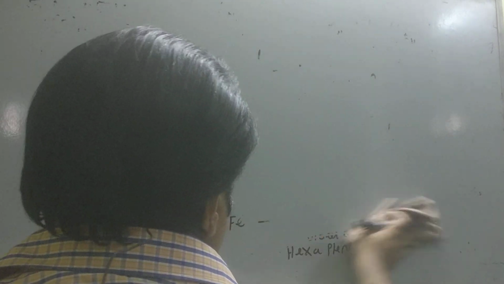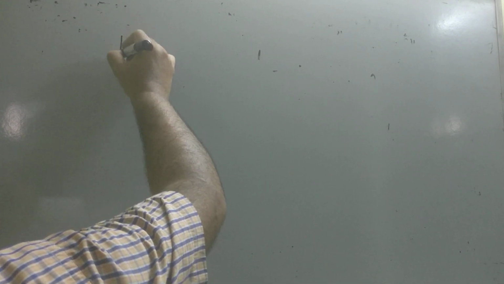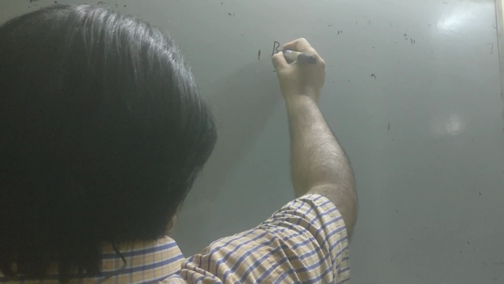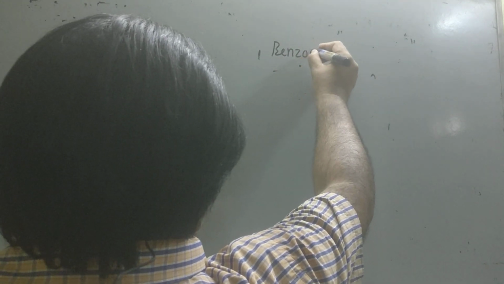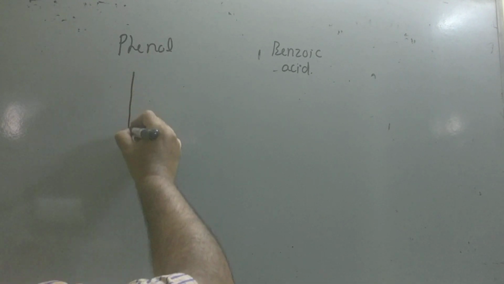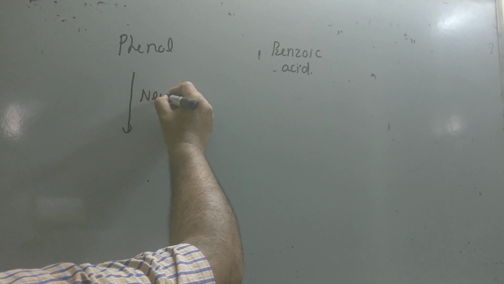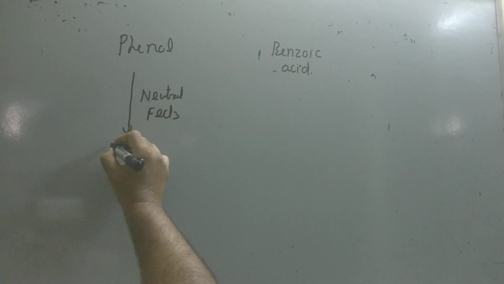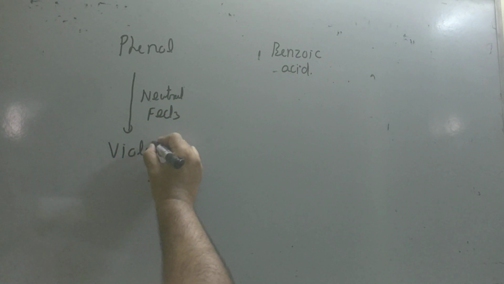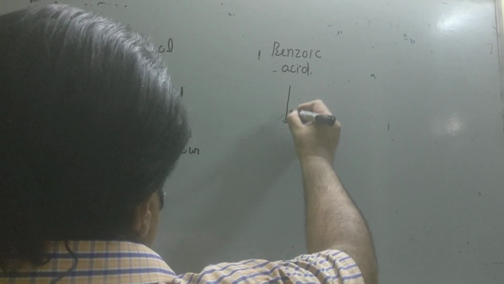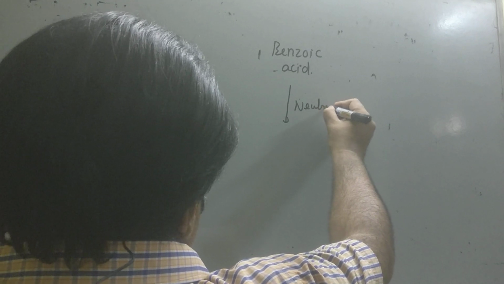So I show you the question. Suppose they ask you to chemically differentiate between phenol and a compound called benzoic acid. Very simple. Phenol, we have just seen, you put neutral FeCl3. We are going to get which coloration? Violet color. In the case of benzoic acid, if you put neutral FeCl3, the answer will be no reaction.